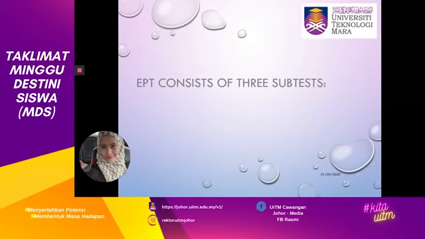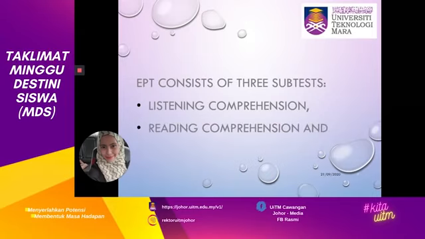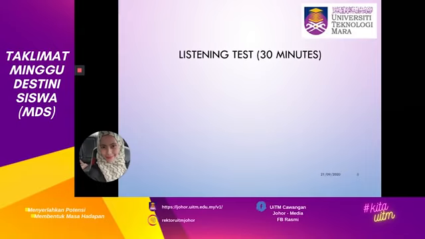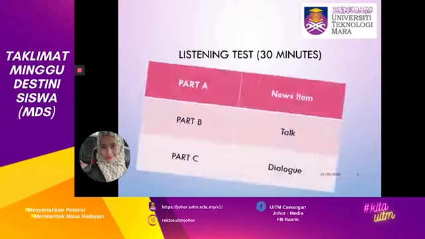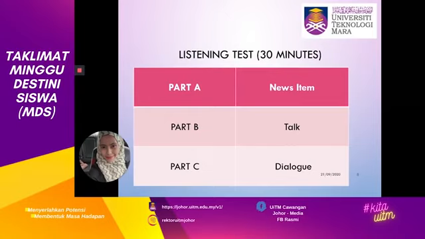Let us look at the format of our test. EPT consists of 3 subtests. We have the listening comprehension section, the reading comprehension section, and the closed passage. For the listening test, the duration is 30 minutes out of the overall time, which is 90 minutes. There are 3 parts, or 3 sections, under the listening test.